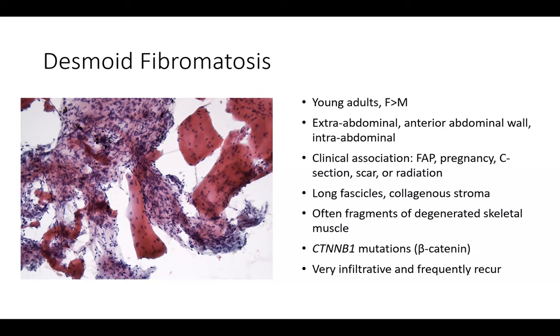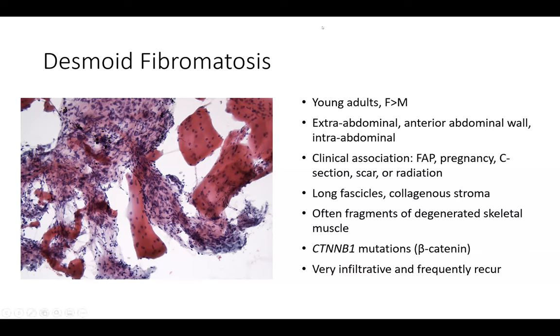And there are some useful clinical associations to consider. So a family history: familial adenomatous polyposis syndrome, those patients frequently present with desmoid tumors. And then patients who have been pregnant or had a prior C-section. And desmoid tumors can also arise in areas of scar as well as radiation treatment.